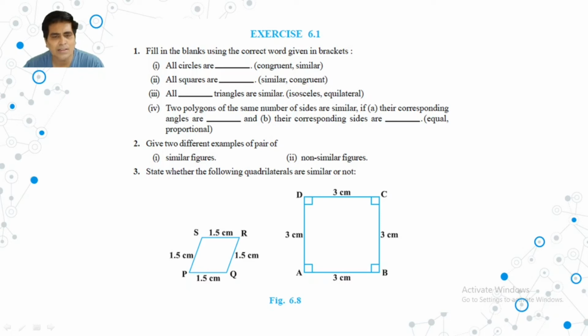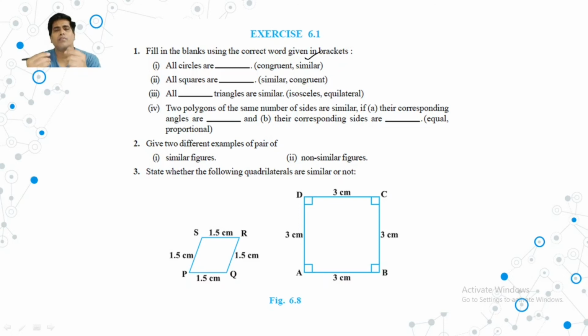Now let us see exercise 6.1. Fill in the blanks using the correct words given in the brackets. All circles are similar. Definitely circles are the same shape wise. This is a circle, that is also a circle. So all circles are similar. They are not all congruent. If the radii are equal, then they are congruent. He did not talk about the radius. So all circles are similar.